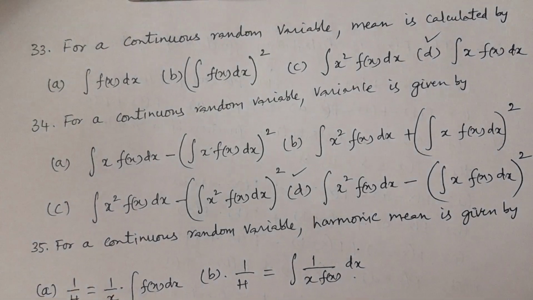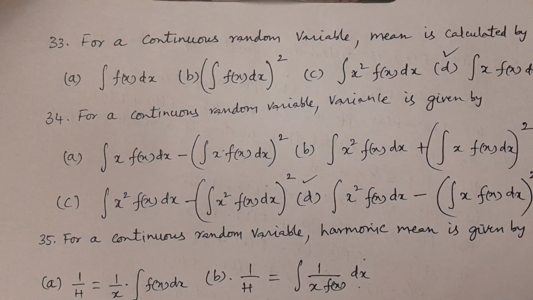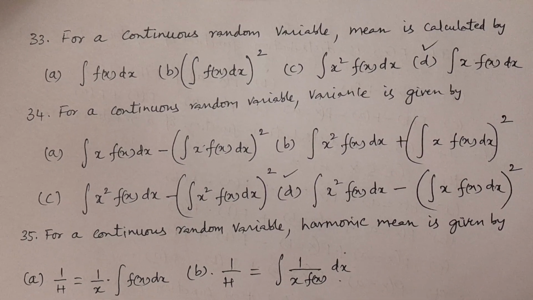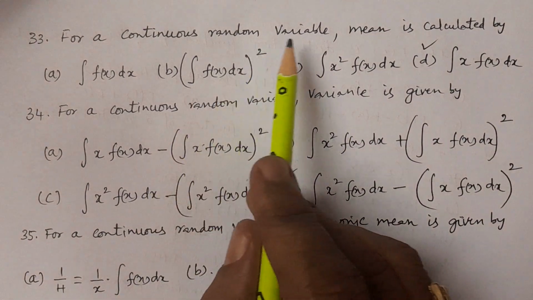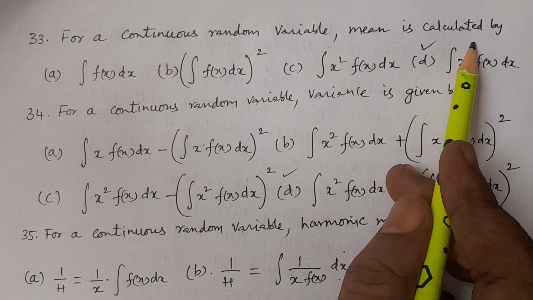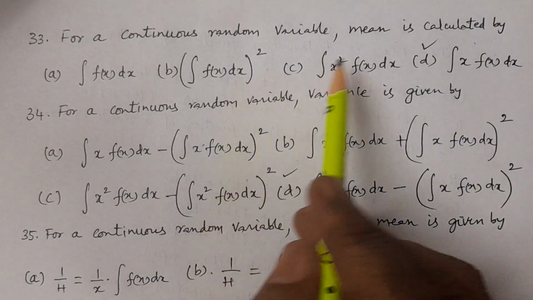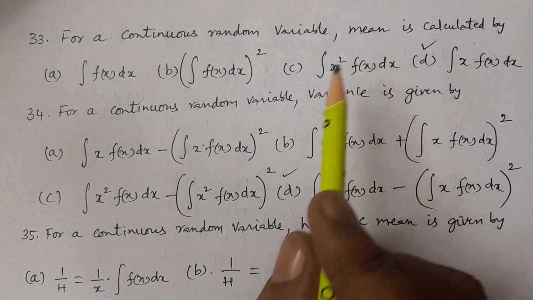We move to the next question, question number 33. So here, all formulas. For a continuous random variable, mean is calculated by. What is the formula of mean for a continuous random variable?